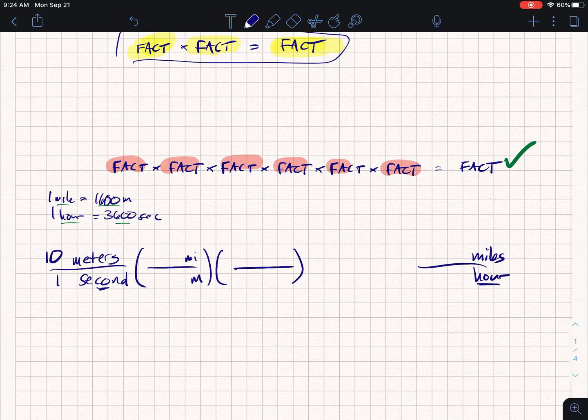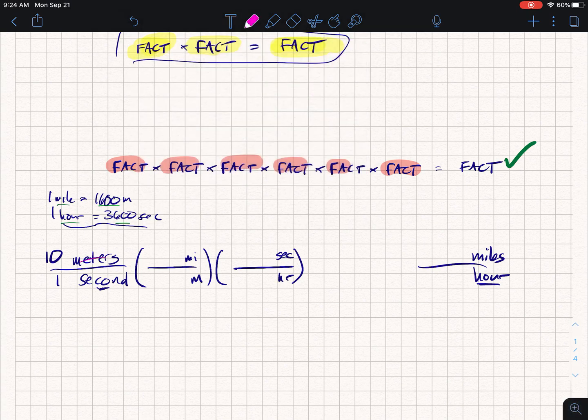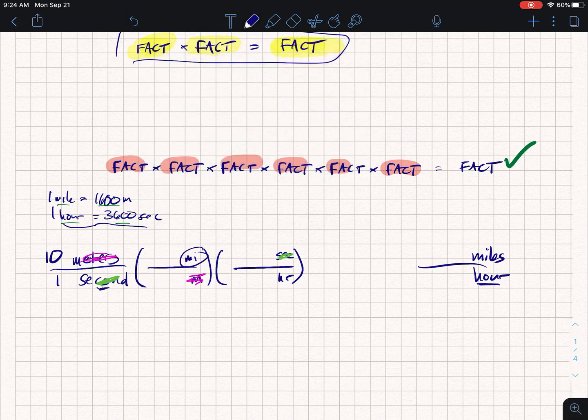So to get rid of these seconds on the bottom, I'm going to use the form of this fact that has seconds on the top. So seconds go up here, and hours go on the bottom. I can plug in the numbers later, but right now what I'm going to see is that the meters will cancel the meters, and the seconds will cancel the seconds, leaving me only with miles per hour, which is what I want. So 1 mile is 1,600 meters, and 3,600 seconds is 1 hour.